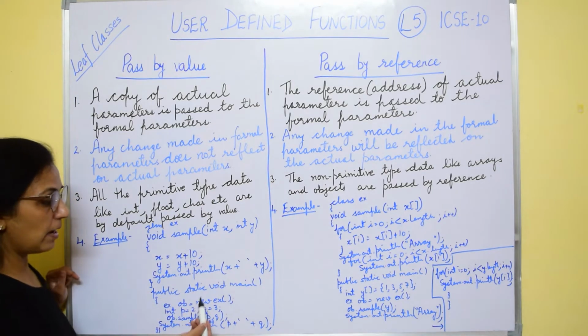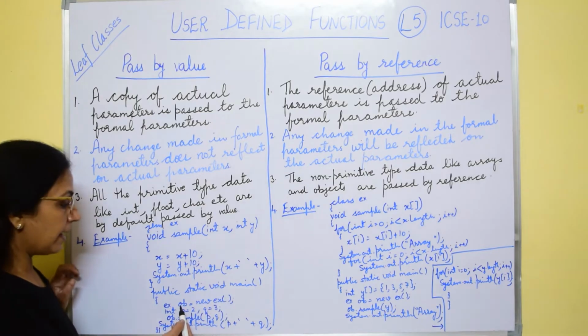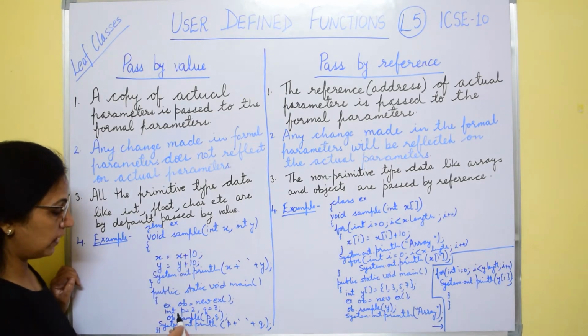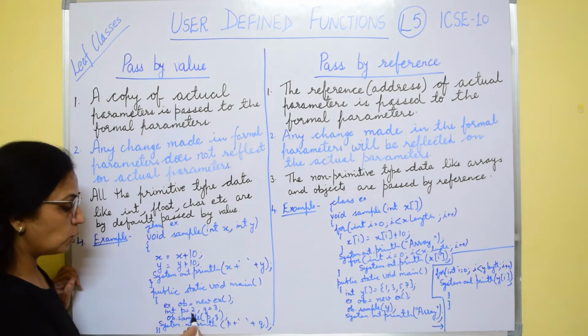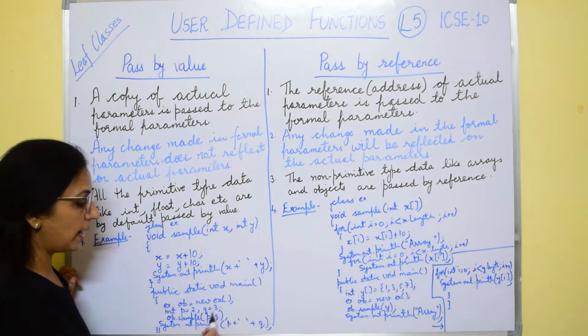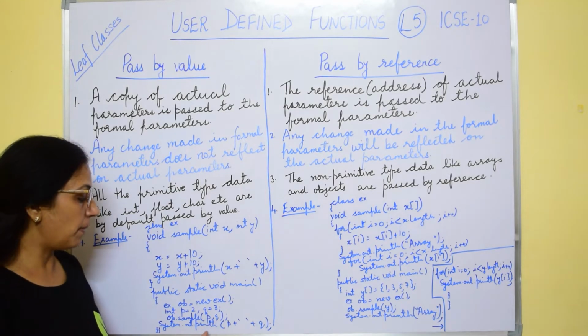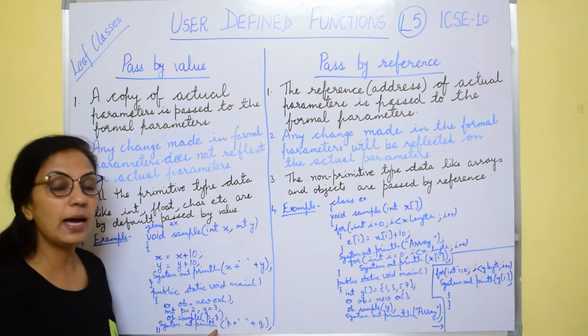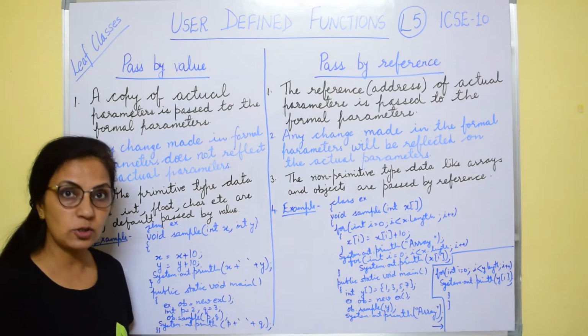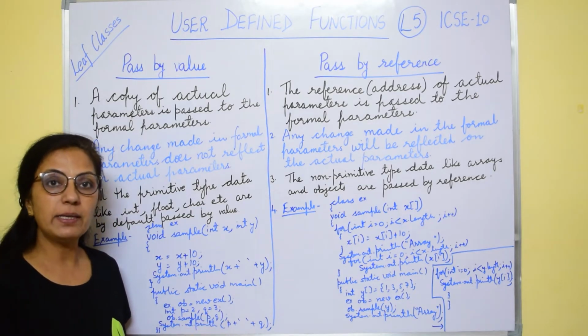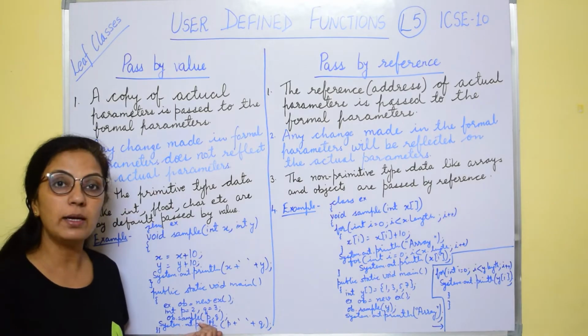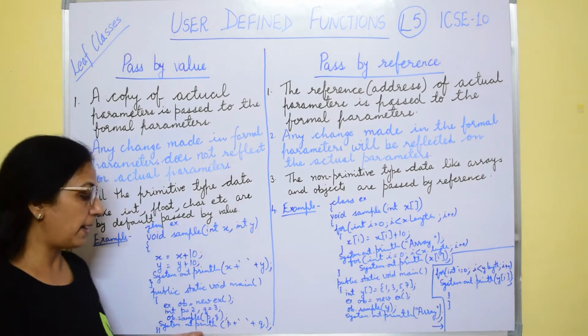Now let us see how it is called. Here I have created the object of this class and taken two variables of int type, int p equals 2 and q equals 3. ob.sample(p, q). Now here p and q are the actual parameters. The parameters which you use in calling the functions are actual parameters.